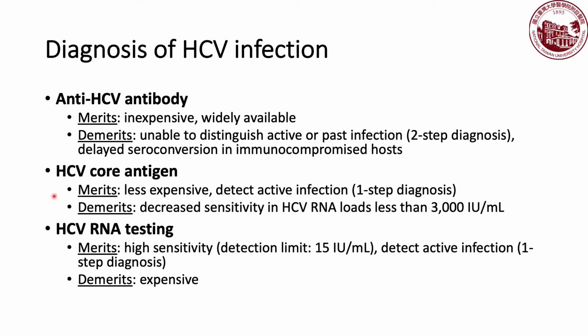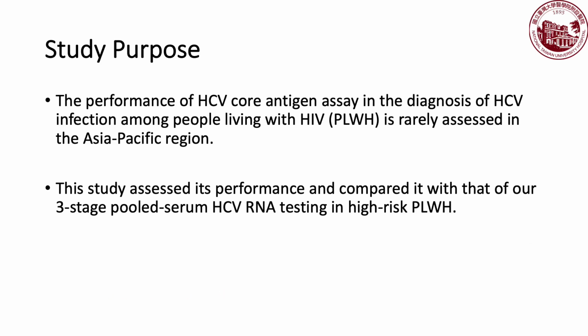The second one is HCV core antigen. It is less expensive than HCV RNA testing, and it can detect active infection. However, its sensitivity at HCV RNA loads less than 3,000 IU per milliliter is decreased. The last one is HCV RNA testing. It has high sensitivity with a detection limit of 15 IU per milliliter and can detect active infection. However, it is the most expensive.